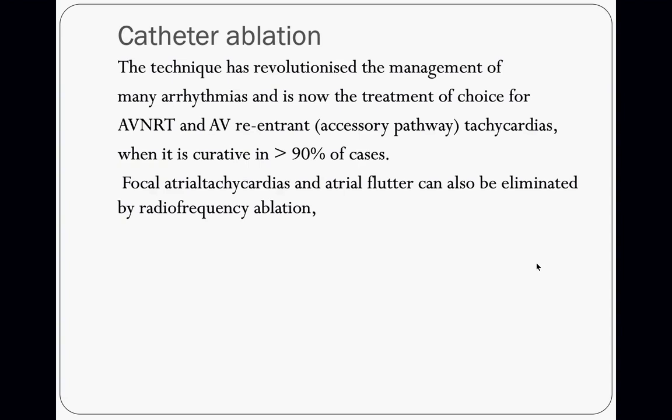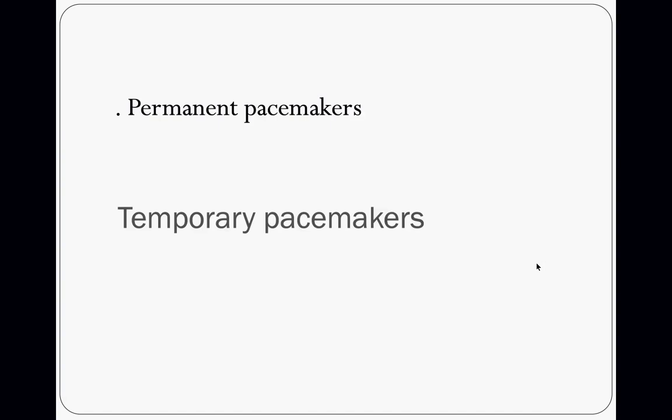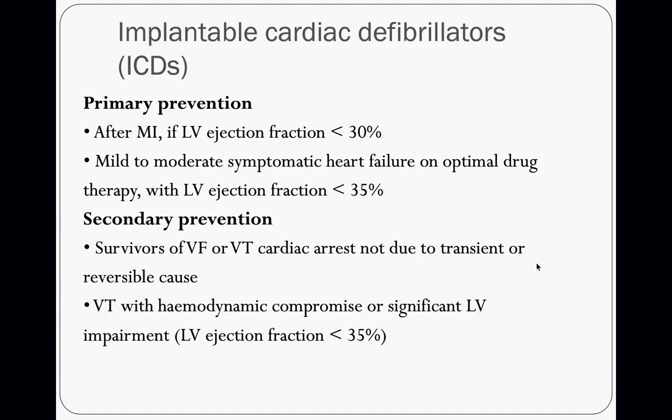And finally, next slide, pacemaker. We talk about the pacemaker. We have a permanent pacemaker and a temporary pacemaker. A permanent pacemaker is used when there is heart block and the cause cannot be corrected, and the cause is not transient. A temporary pacemaker is used for heart block when the cause is transient.